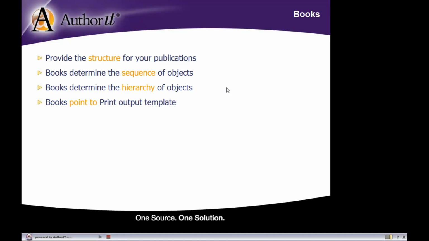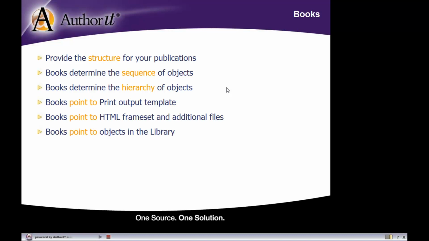All right. Now, books are also important because when you publish a book from AuthorIt, it is the book that references those external publishing templates, that Word dot file or that HTML frame set file. So the books are linked to those external files that are stored outside of your library. Now, when you publish your book to print, your book will point to a Word template file or .dotx file. When you publish to HTML, that book will point to an HTML frame set file and any additional files that that frame set needs to operate correctly.